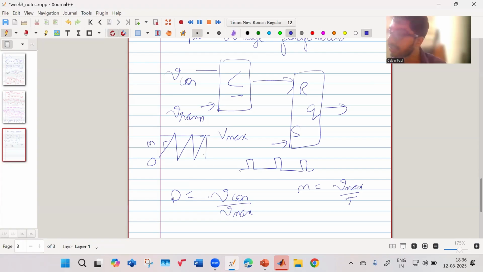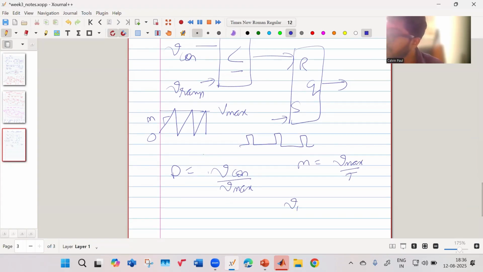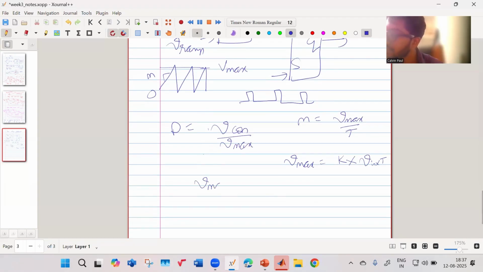They make the Vmax equal to some original slope K into Vin into T. This is how they make their Vmax. So your Vmax becomes proportional to Vin.